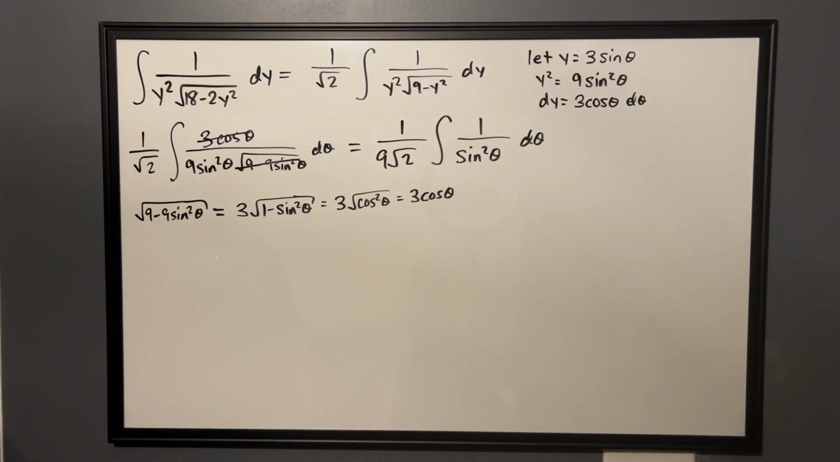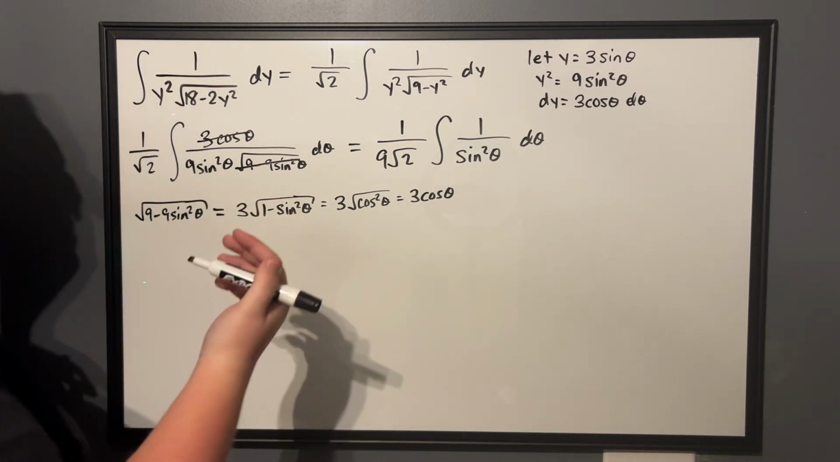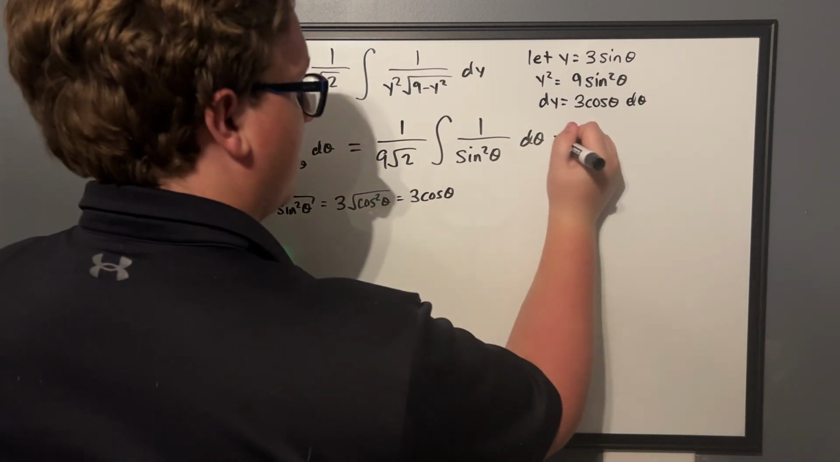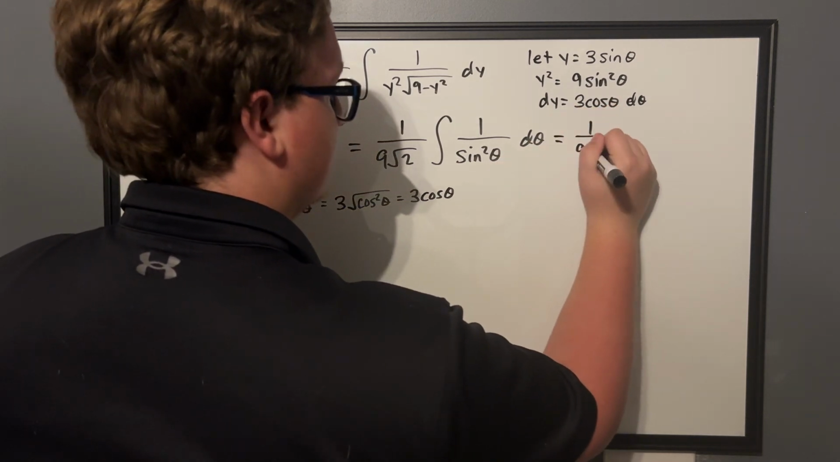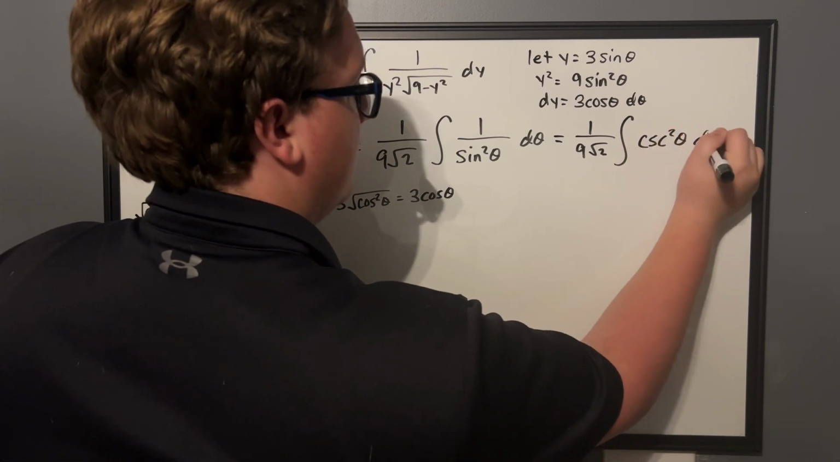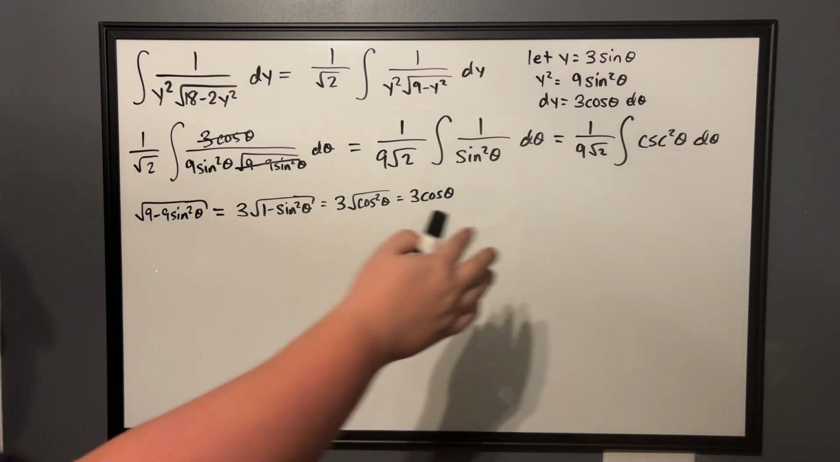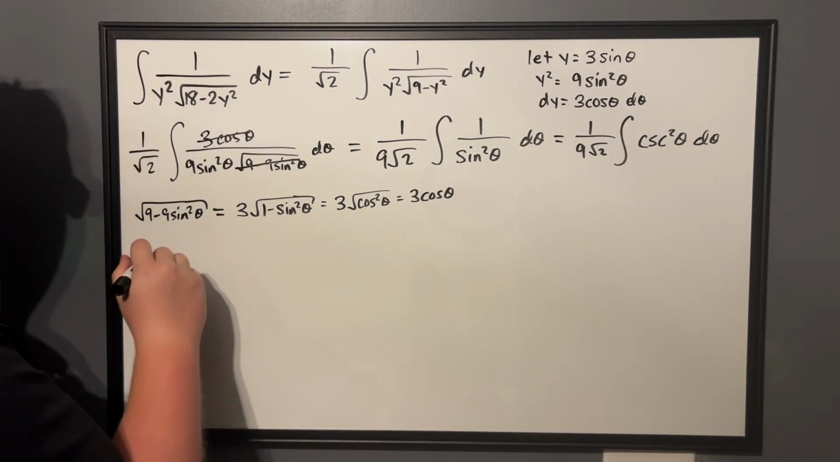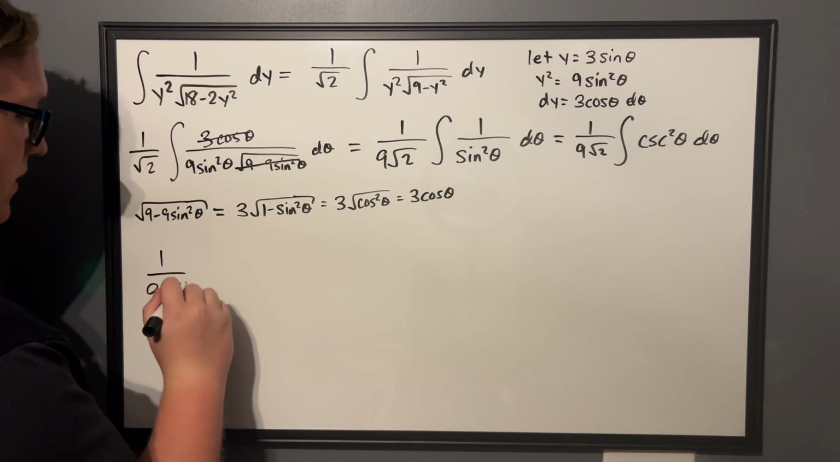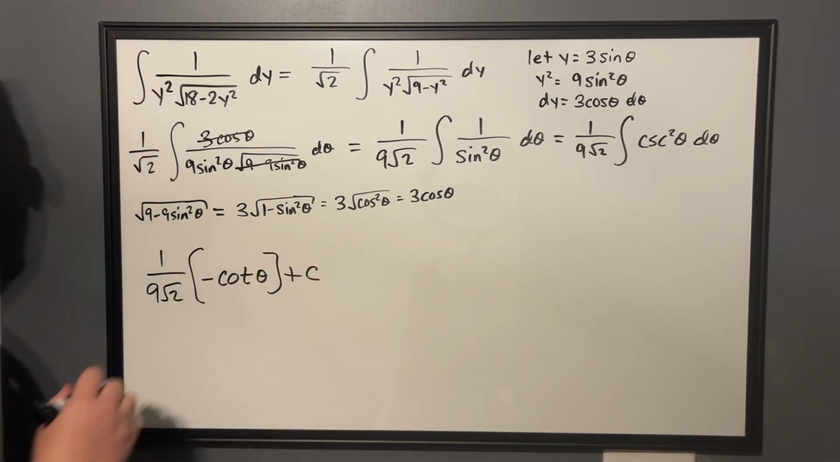Now, it may not immediately be clear how to integrate this, but we know that 1 over sine theta is going to be cosecant theta. So if we have 1 over sine squared, it'll just be cosecant squared. So now our integral looks like this. And if you remember, we can integrate cosecant squared pretty nicely, because we remember that the derivative of cotangent is negative cosecant squared. So all that is just going to be a negative cotangent. So we have 1 over 9 root 2 times negative cotangent theta, and then we'll need our plus c.